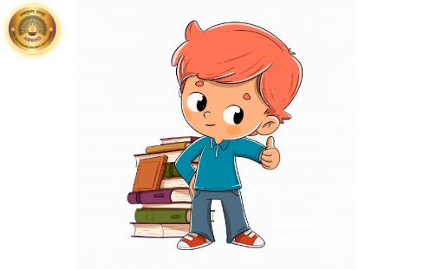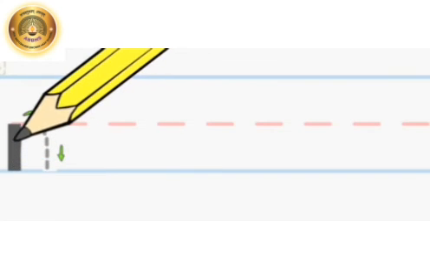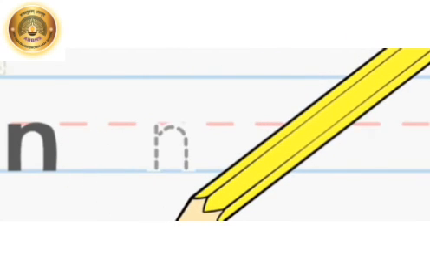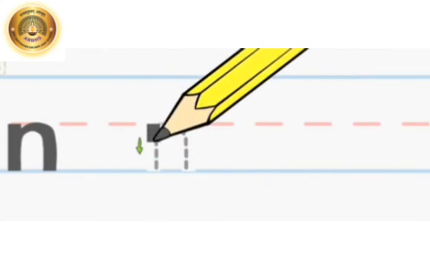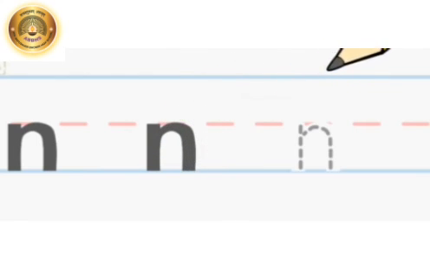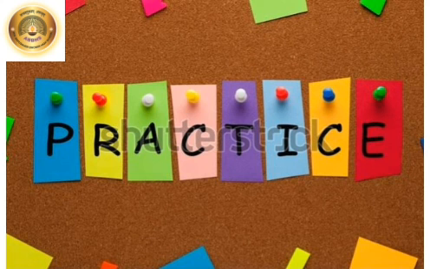Yes, very good. Now I will teach you how to trace small letter N. First, standing line. Then, down curve. This is small letter N. Let's see again. First, standing line. Then, down curve. This is small letter N. So, did you understand how to trace small letter N? Yes, very good. Now you practice at home.